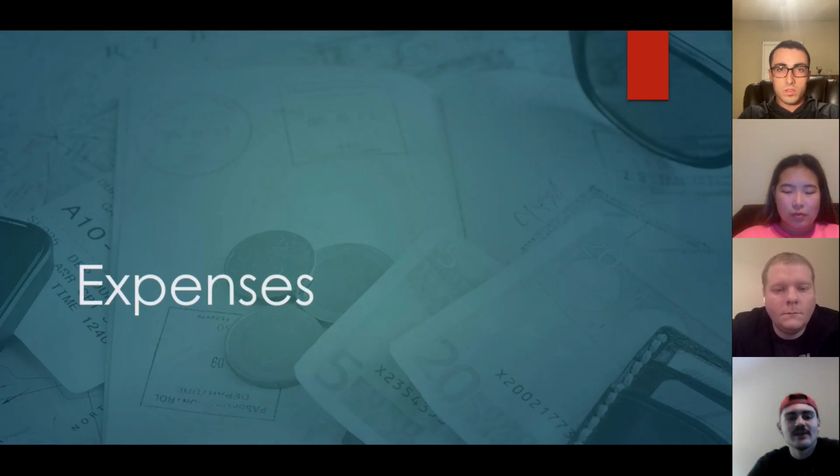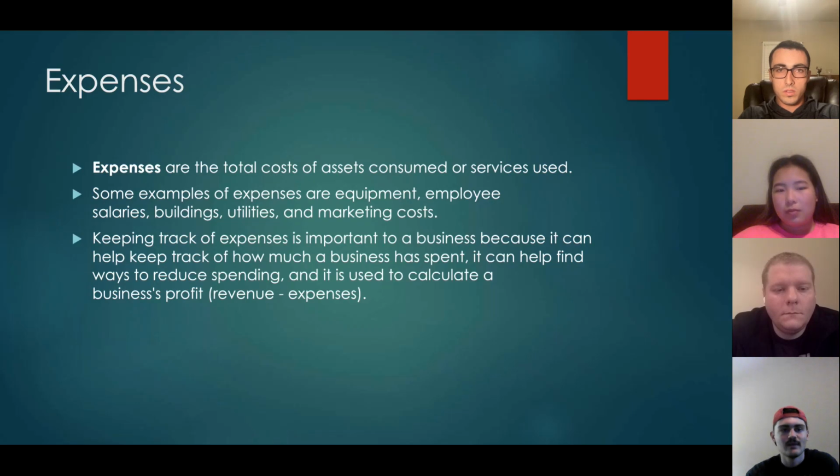Next, we have expenses. Expenses are the total cost of assets consumed or services used. Some examples of expenses are equipment, employee salaries, buildings, utilities, and marketing costs. Keeping track of expenses is important to a business because it can help keep track of how much a business has spent. It can help find ways to reduce spending, and it is used to calculate a business's profit, which is the revenue subtracted by the expenses.